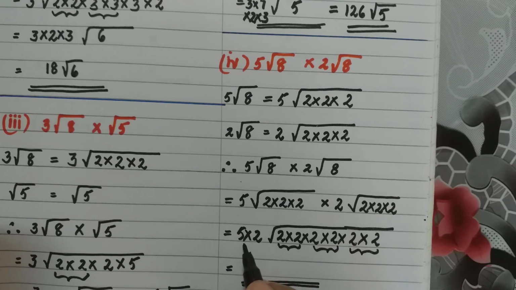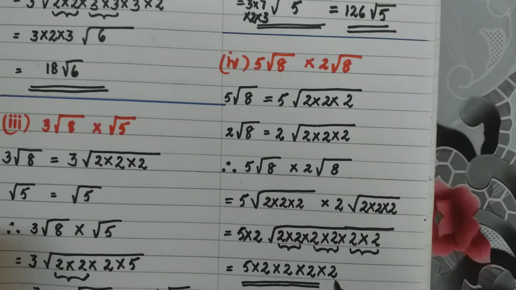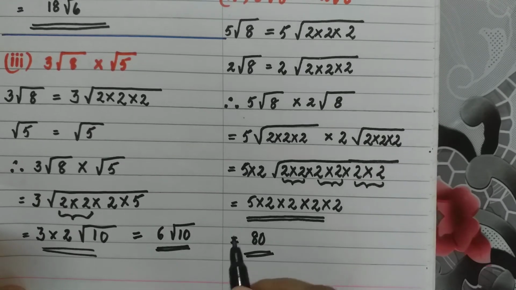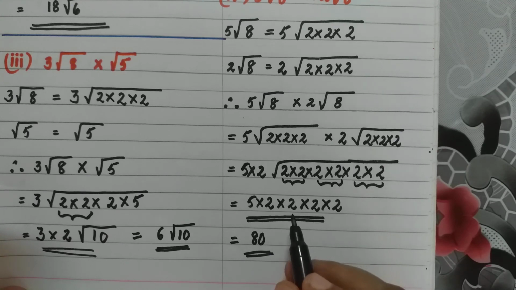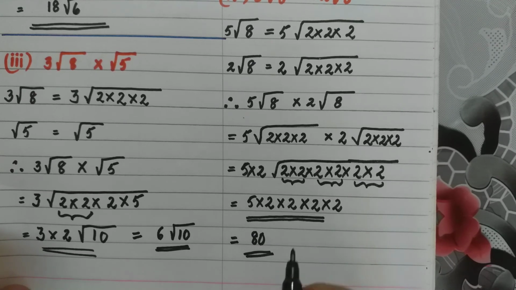Then what will be the answer? This 5 into 2 will be written as it is. Then the one 2 which came out, then the next 2 which came out, and the last 2 which came out. So the answer will be, let us multiply. 2 into 2 is 4, 4 into 2 is 8, 8 into 2 is 16. And 16 into 5 is 80. So this is the answer.